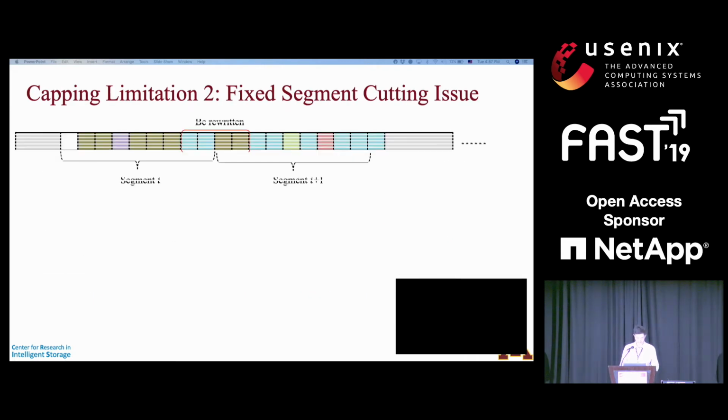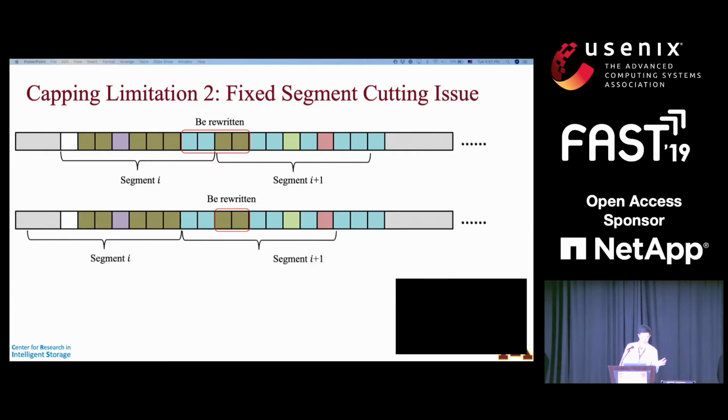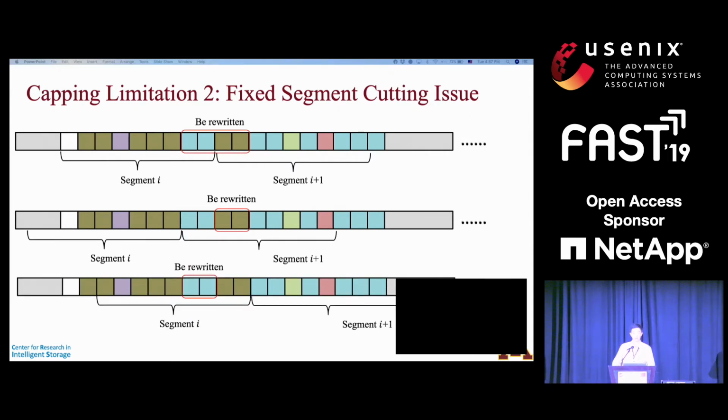For the second one, actually, we know how to cut the segment, right? We can move it forward, backward, then the rewrite decision will be different. So how to find a good way to make the cut? That's a problem.